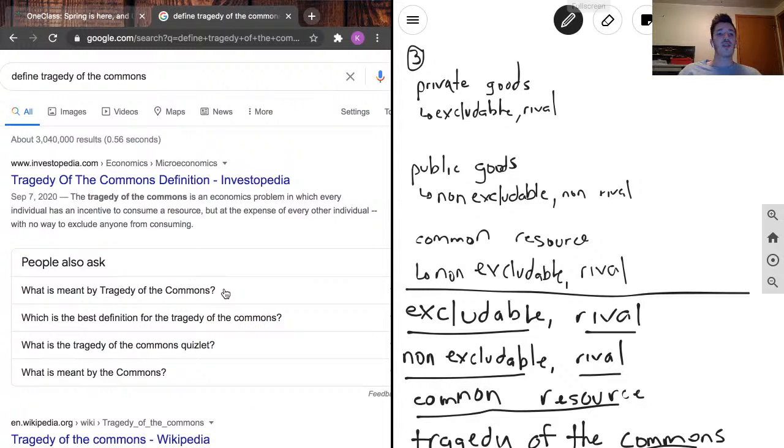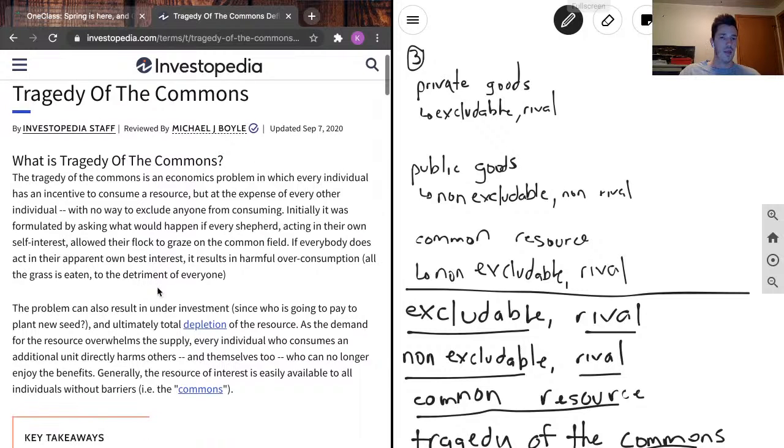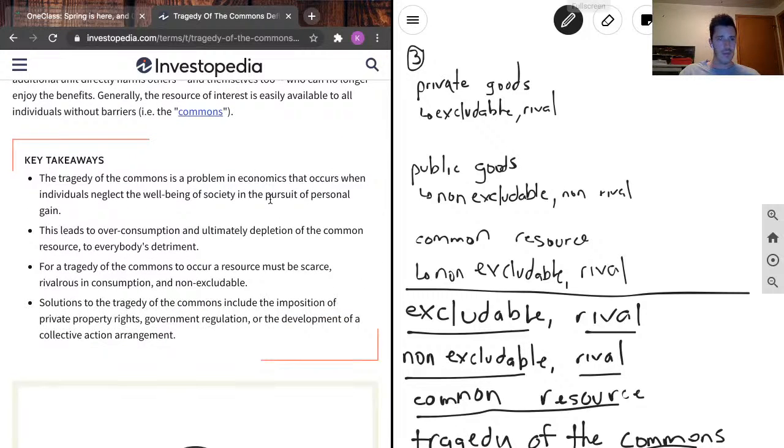So every individual has an incentive to consume a resource, because the stock is going to deplete, but at the expense of every other individual with no way to exclude anyone from consuming. Yeah, that's the gist of it.